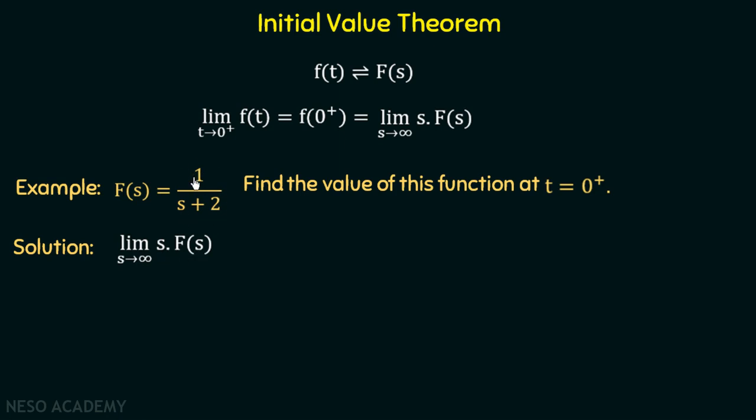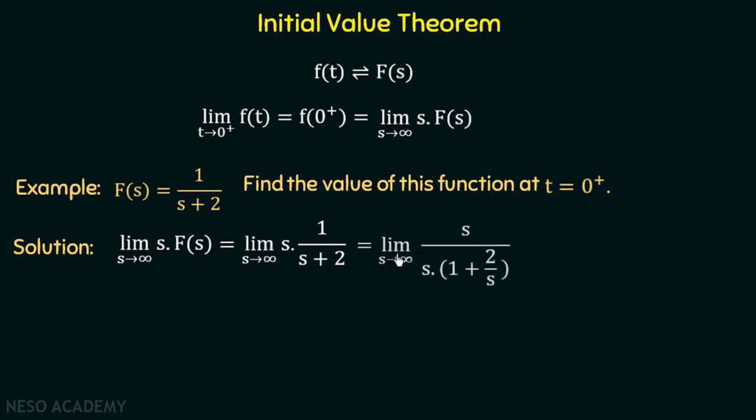F of s equal to 1 over s plus 2, so we will have limit s tending to infinity s multiplied with 1 over s plus 2. Now s is tending to infinity, so we will take s common in the denominator and we will have limit s tending to infinity s over s multiplied with 1 plus 2 over s. We have taken s common in the denominator. Now s in the denominator and in the numerator will get cancelled.